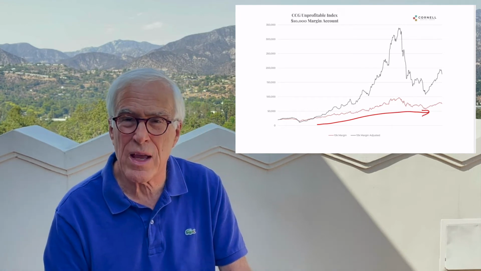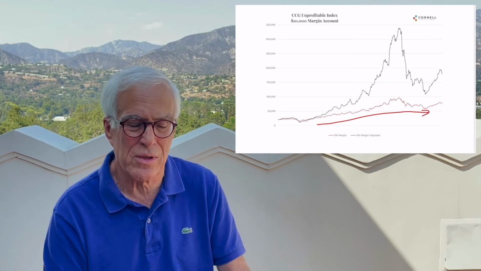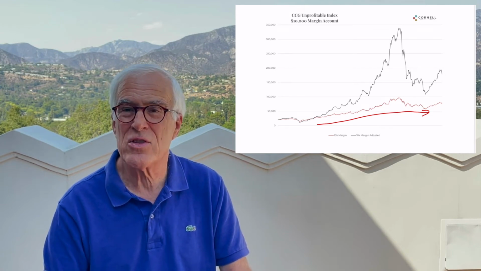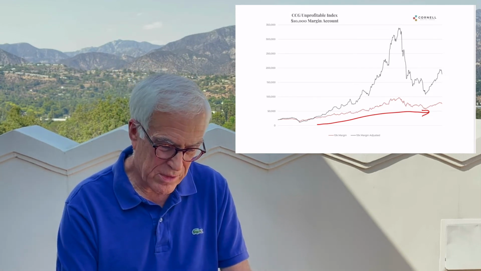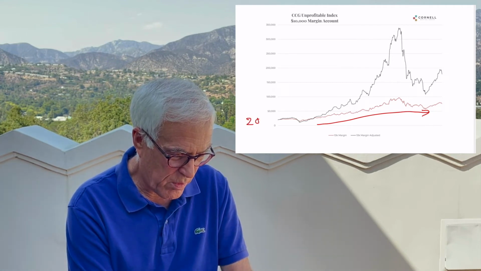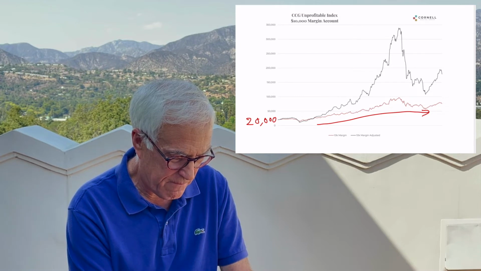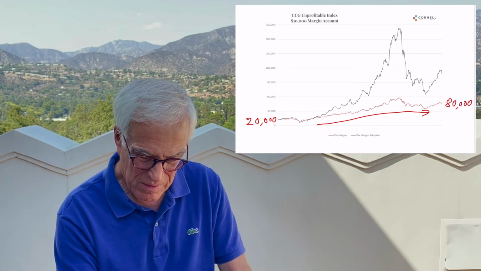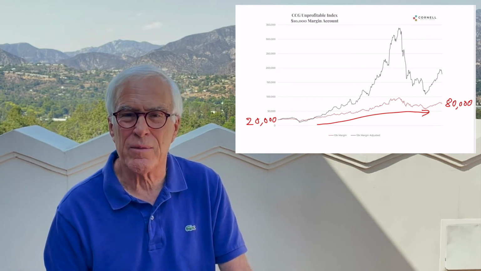You take your $10,000, you borrow another $10,000, you put it in the CCG unprofitable index, and you just leave it there. And you can see that because these unprofitable companies have run up, it goes from about 20,000 at the start to 80,000 or so at the end, at the current date.